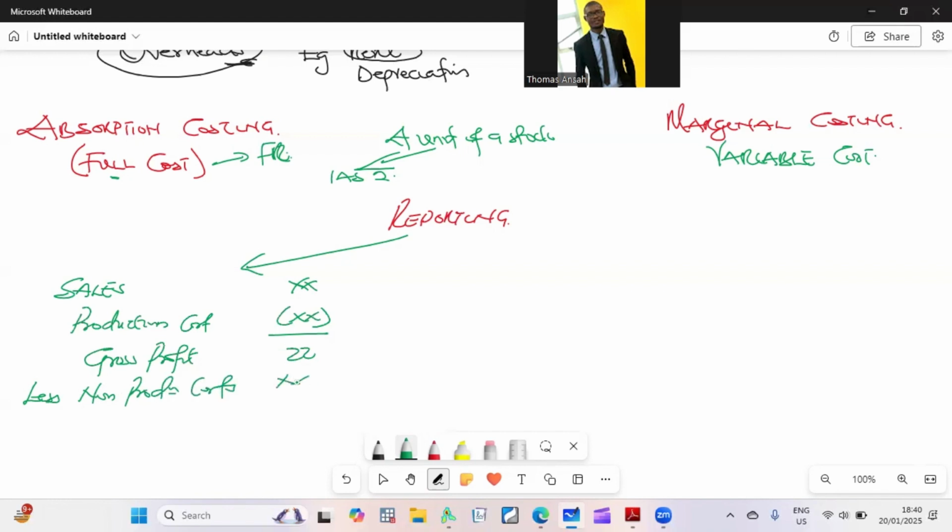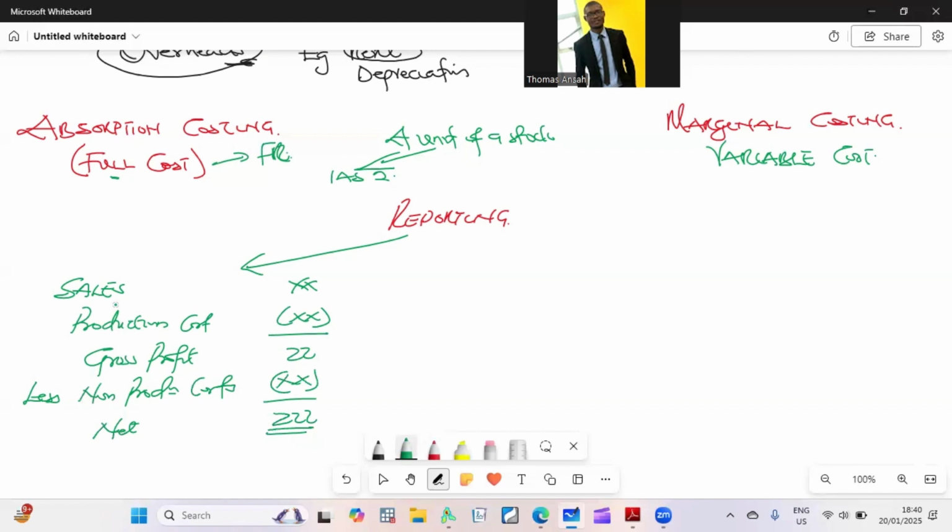And when you less your non-production cost, you now get your net profit. That is how marginal absorption costing works. So we are going to open this format up a little very soon. All right, we are going to open it up very soon.